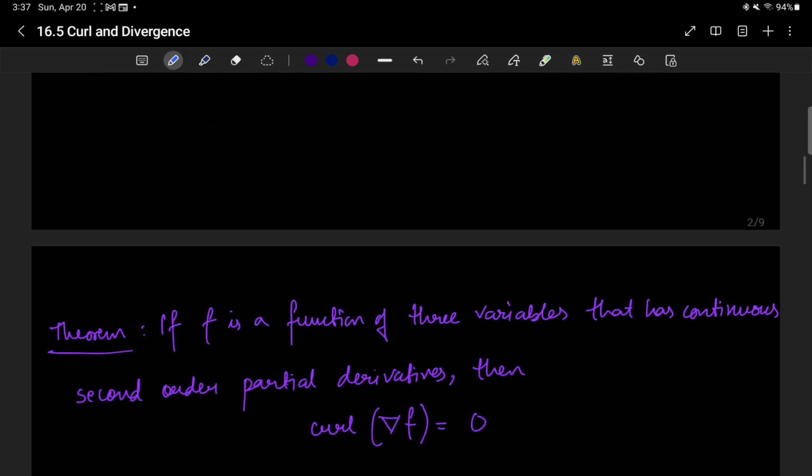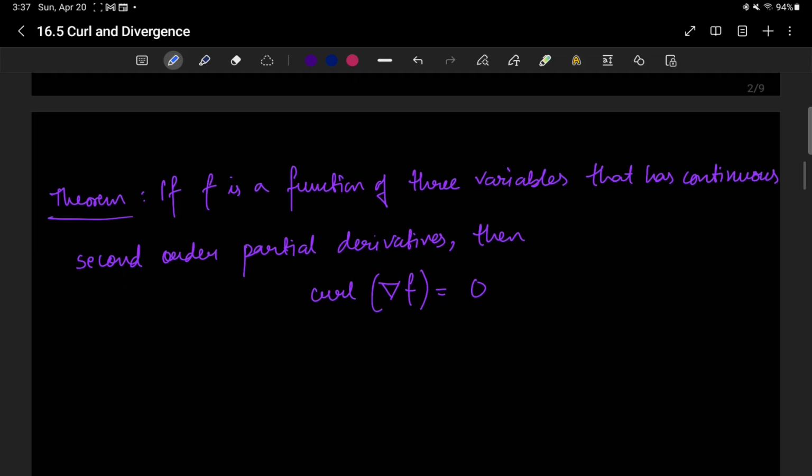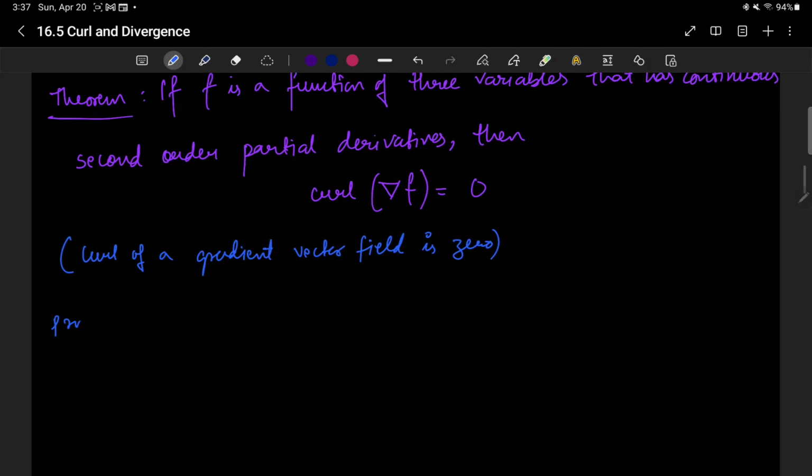Now we have a theorem which we will prove here, and this is also pretty straightforward. It says if f is a function of three variables and it has continuous second order partial derivatives, then the curl of the gradient of f is 0. Okay, so another way to say this is it's basically saying that the curl of a gradient vector field is 0. And the proof of this is pretty straightforward. We just have to write out the definitions.